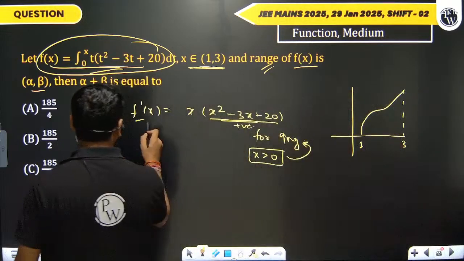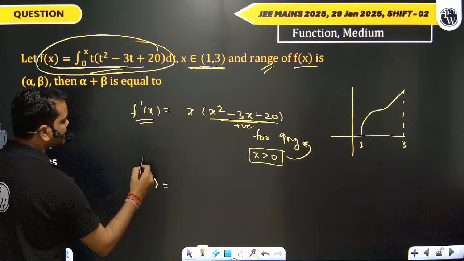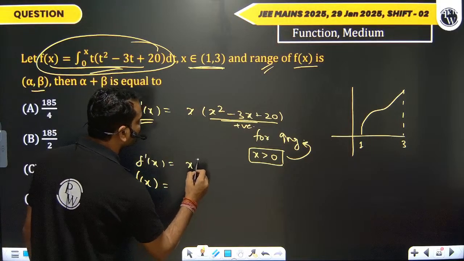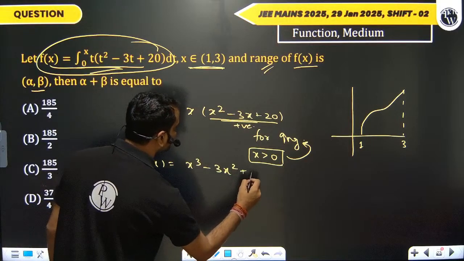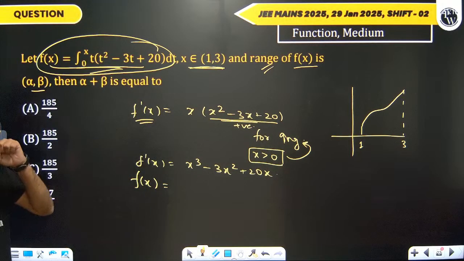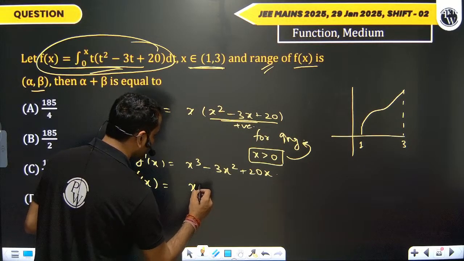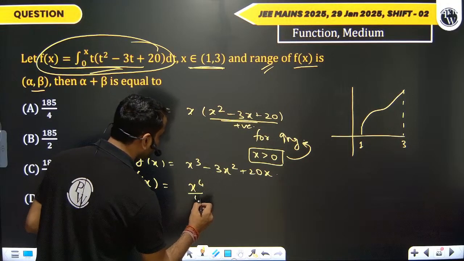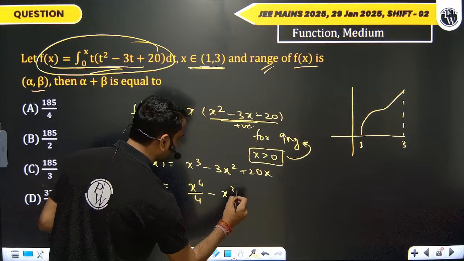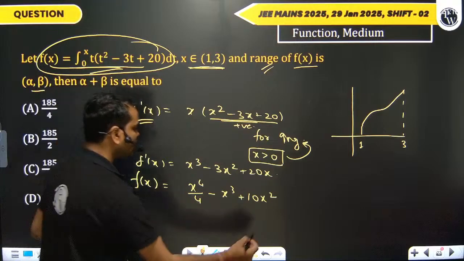So first we will calculate what is f of x. So f dash of x is what? F dash of x is nothing but x cube minus 3x square plus 20x, right? Now from your f dash of x given, f of x you can calculate, that will become x to the power 4 by 4 minus 3x, x cube by 3, so it will become x cube, and then plus 10x square. Okay, now plus c also you can consider.